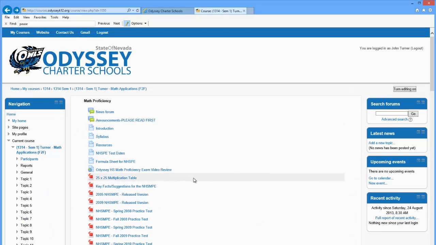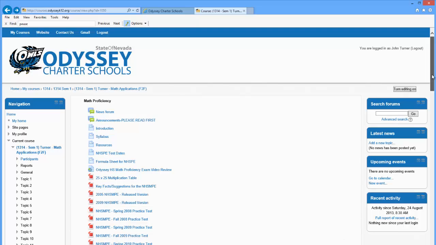As you can also see, there is some information here. There's a multiplication table if you need it. There are key facts and suggestions for each of the topics in the proficiency test. Definitely worthwhile to look through to see which ones you understand and which ones you have questions about. And then there are released versions of the 2005 and 2009 tests. Those are the last two tests that were released to the public. And lots and lots of practice.